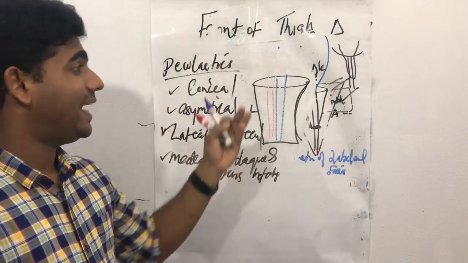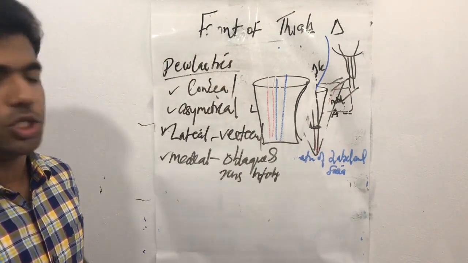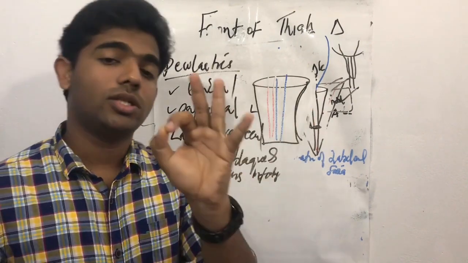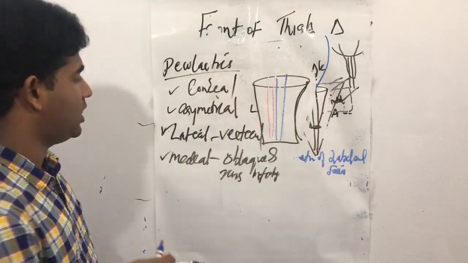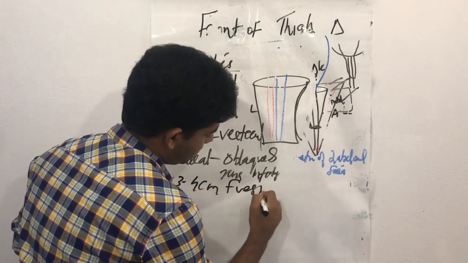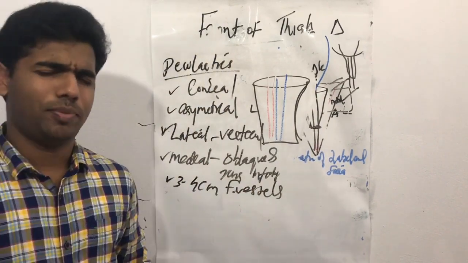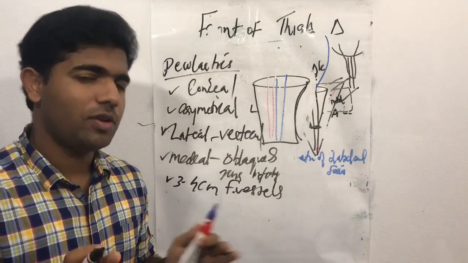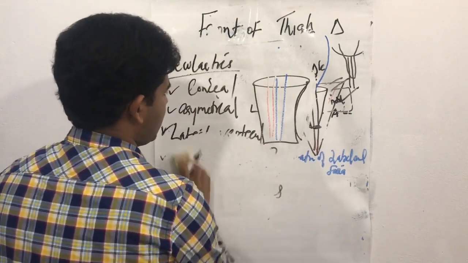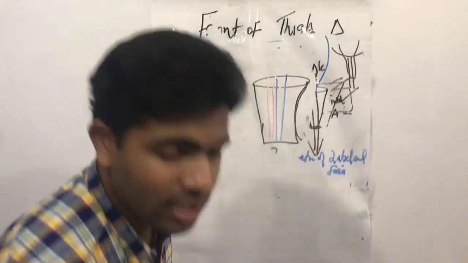So these are the peculiarities of the femoral sheath. The first one, it is conical in shape. It is asymmetrical in shape. It has a lateral border which is almost vertical and its medial border is almost oblique, and it covers 3 to 4 centimeters of the femoral vessels. Clear? Okay. And finally, there is something more you have to study about the femoral sheath.